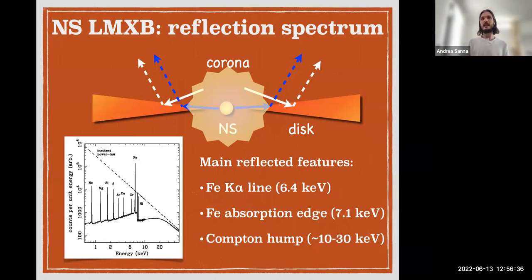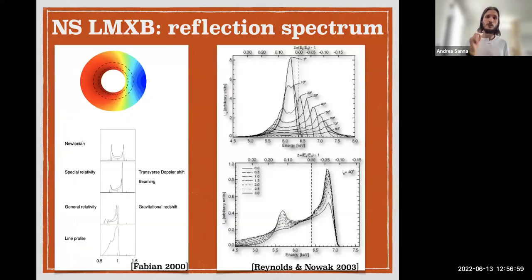component, let's say. The interesting part is not only the fact that you have an iron line generated there, but actually it's the shape of this line. You need to keep in mind that this emission is happening in a region, the accretion disk, that is basically rings of plasma orbiting very close to the neutron star. And therefore, you will have different effects playing at the same time.